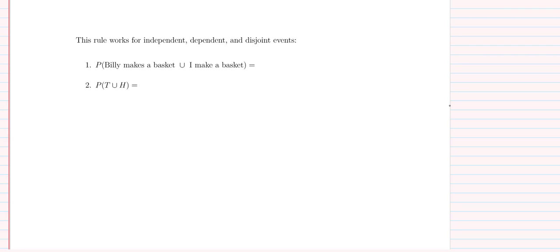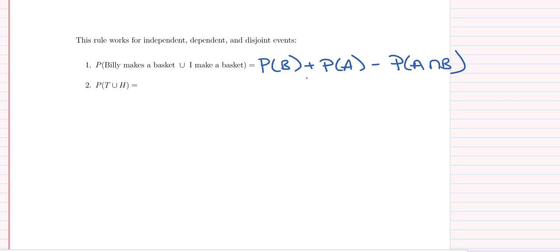But it should be noted that this rule works for any type of event. So Billy makes a basket or I make a basket is going to be the probability of Billy plus the probability of me minus the probability of A intersect B. And that was 0.8 plus 0.01 minus 0.008. And if you combine all of that, you get 0.802.